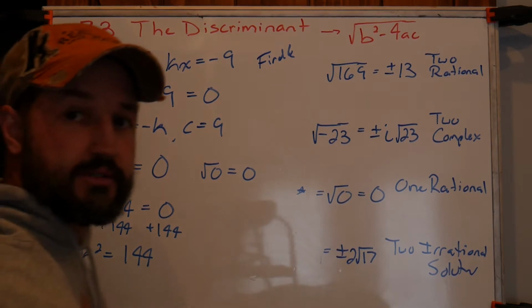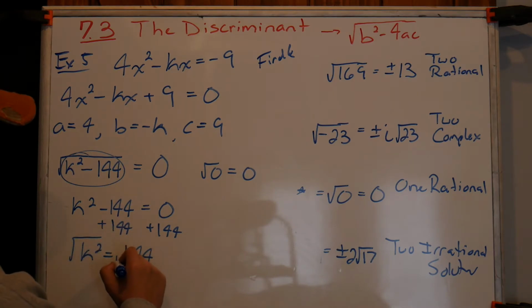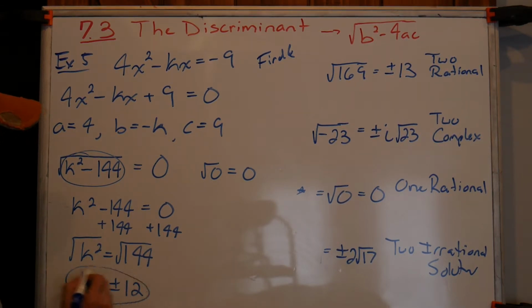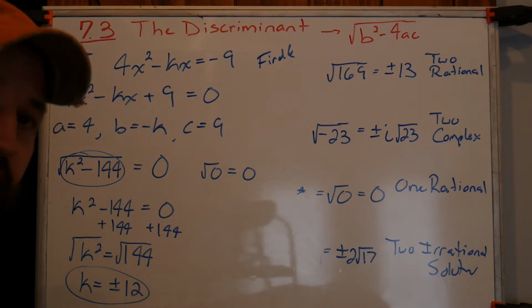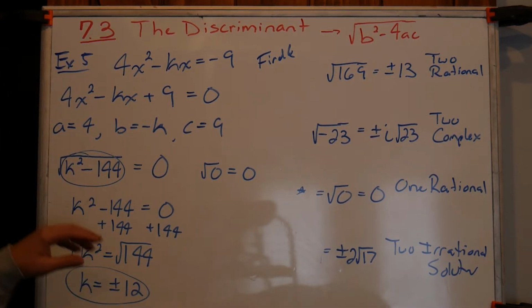Now I go back and use information that I learned earlier. I know that I can take the square root of both sides to get k. The square root of 144 is 12. So k equals plus or minus 12. For example 5, I think we have time. We do. I'm going to do the last couple examples. We'll get this all done in one video.